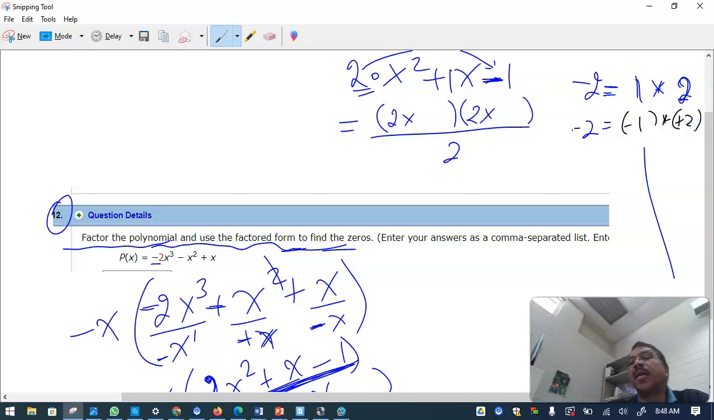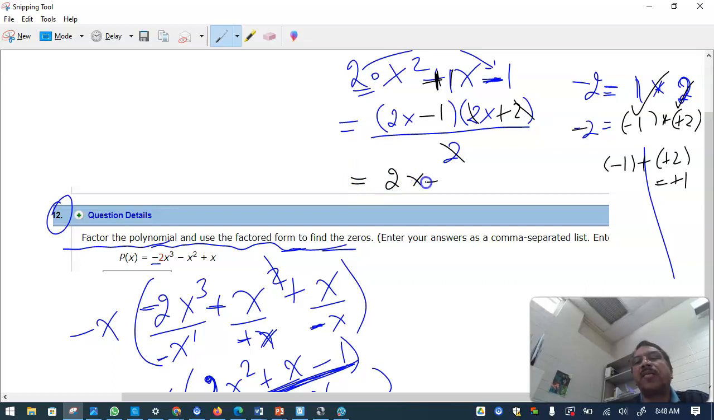That's the only way you can get minus 2. And also, if you combine this, you get plus 1, which is right here. So this is plus 1, right? So I'm going to use this minus 1 right here and this plus 2 right here. And then you can see this 2 crosses out this 2, and we get 2x minus 1 and x plus 1.